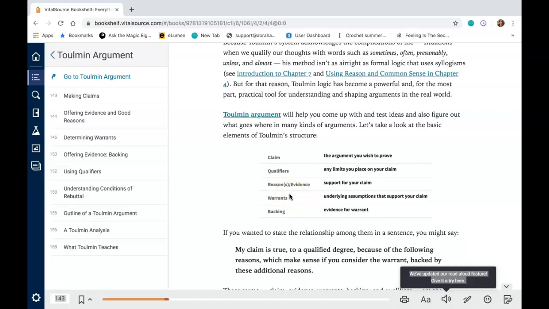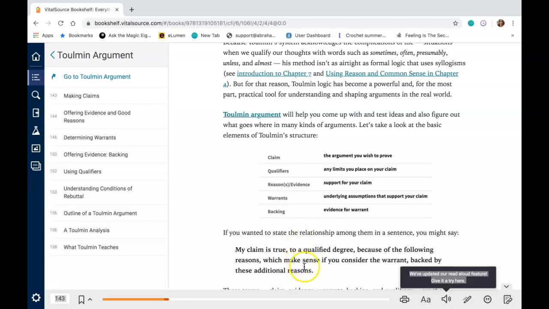So the reasons is, of course, the support for your claim. So Toulmin wanted to really condense ideas so that it just sticks to the point and doesn't get away from the point. Warrants are underlying assumptions that support your claim. So we all have some assumptions that support our claim. We make a lot of underlying assumptions based on societal constraints or our own constraints. Backing is evidence. That's all your research that you do.